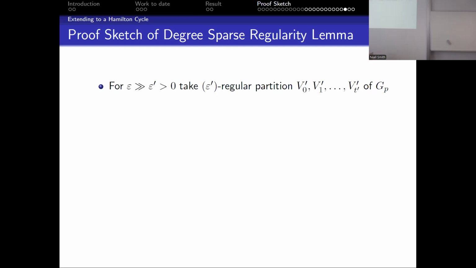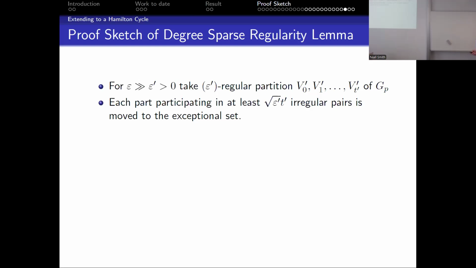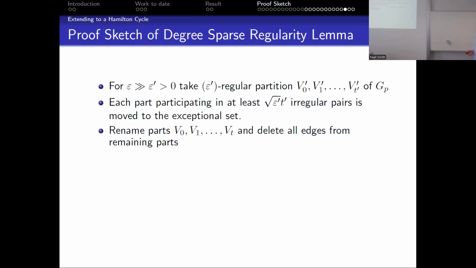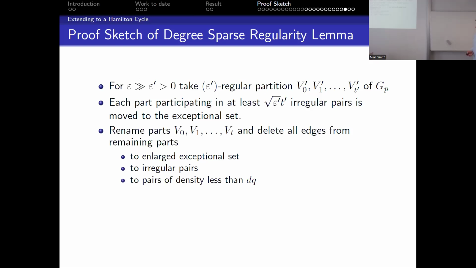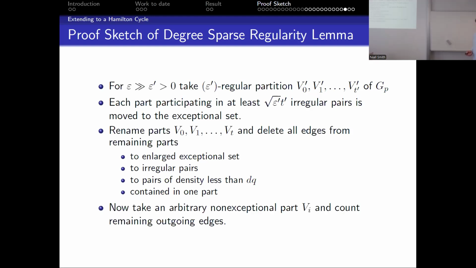So we take a much smaller epsilon and take an epsilon prime regular partition of G_p. Each part that participates in at least square root epsilon prime T prime irregular pairs moves to the exceptional set. Rename the parts and delete all the remaining parts to the large and exceptional set, the regular pairs with density less than dq, or that are contained in one part. So now take an arbitrary non-exceptional part V_i and count the outgoing edges.